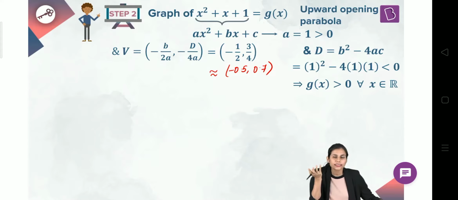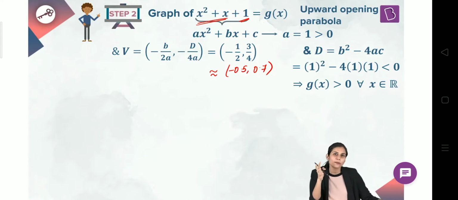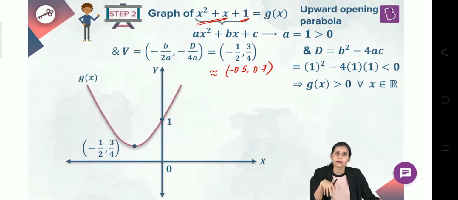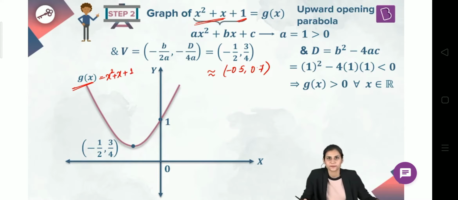Also, one more additional thing that we are interested to know is the point where the upward opening parabola is intersecting the y-axis. For that, you just plug in x equals 0. When you do that, g of 0 comes out to be 1. That means 0, 1 is the point where this upward opening parabola will be intersecting the y-axis. So this comes out to be the graph of x square plus x plus 1. Okay.